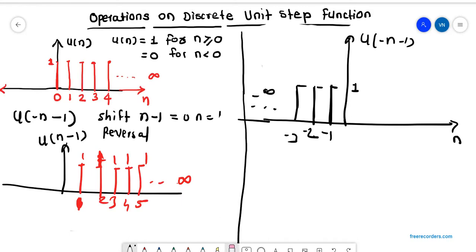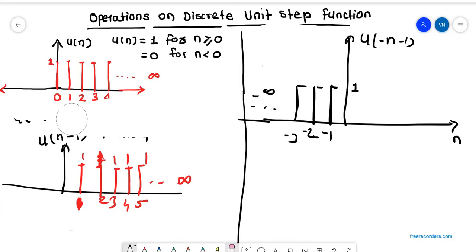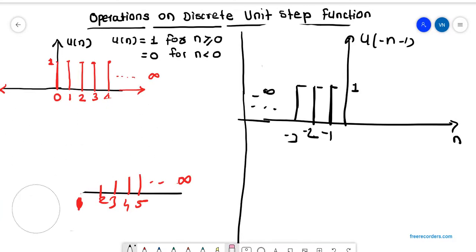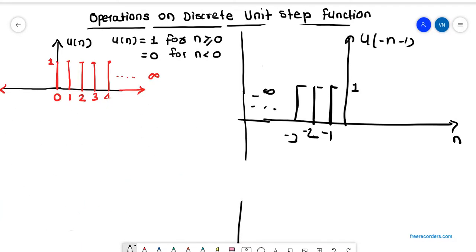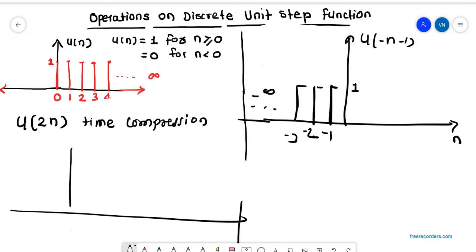Now suppose another operation. For example, there is another operation like time compression. Suppose I write u of 2n. So what is the meaning of this? Basically it is multiplication with the time. Practically it is not a multiplication, basically we have to compress the signal. So it's called time compression.